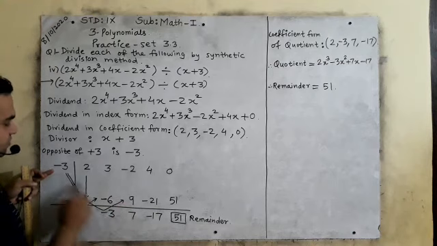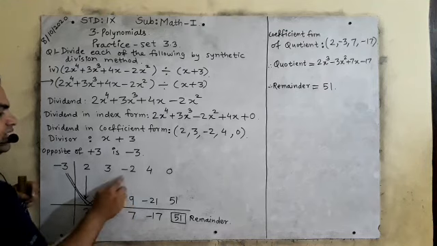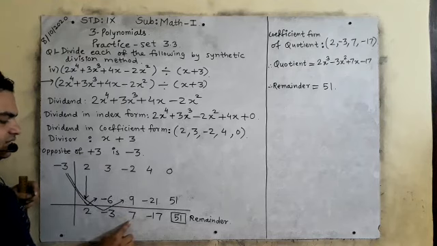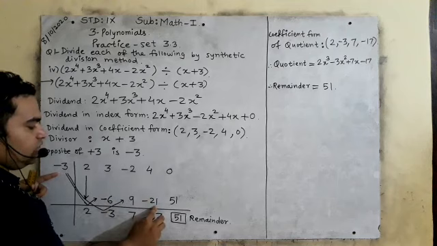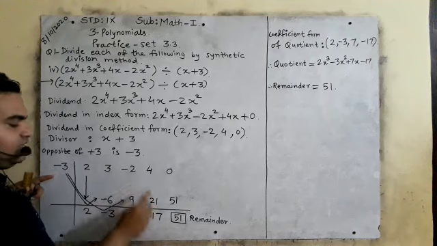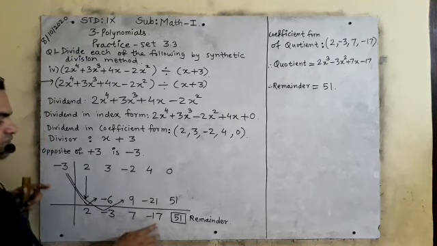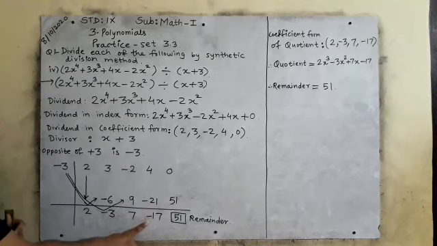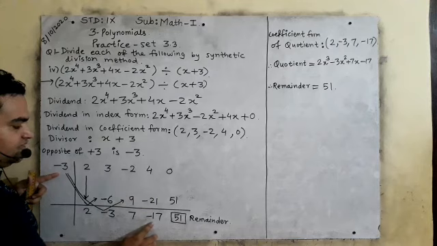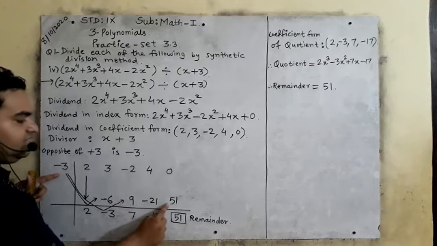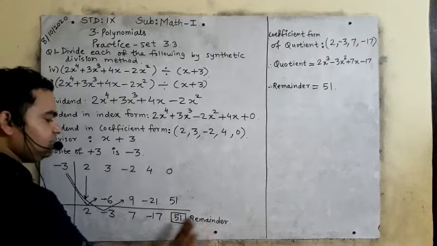Now this minus 3 will multiply to minus 3. Minus 3 multiplied by minus 3 is plus 9. Then we have to do addition only here. 9 and minus 2 is 7. Now minus 3 multiplied by 7 is minus 21. So 4 minus 21 is minus 17. 21 minus 4 will be 17. The bigger number was 21, therefore the sign will come minus. Is it clear? Now see. Minus 3 multiplied by minus 17 is plus 51. So 0 plus 51 is 51. This is the remainder. Last number is remainder.